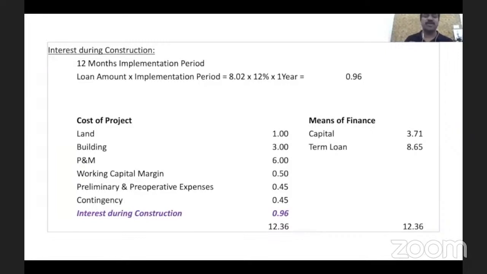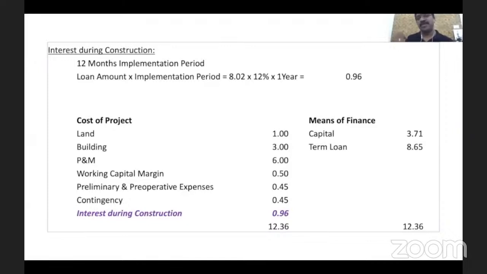So if these factors are not considered in term financing, like IDC, interest during construction, contingency, preliminary pre-operative expenses, working capital margin, and you're arriving at the cost of project and means of finance without considering this, it means what you are preparing is an incomplete memorandum. You have not factored in all the cost.